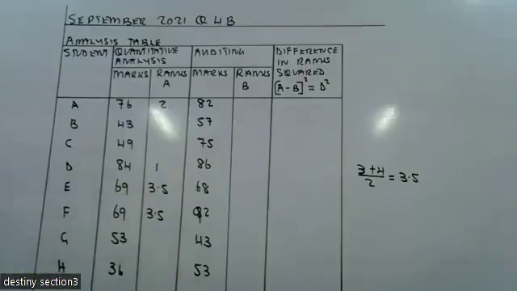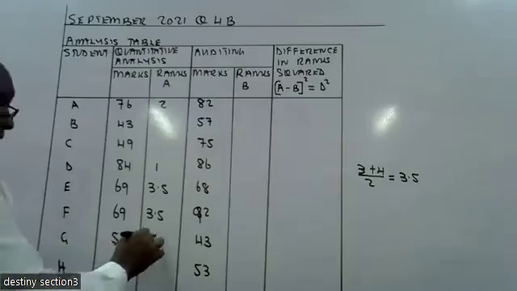Then position 4 has been taken. So we are now going to give position 5. So after 69, we have 53. So this will be number 5.